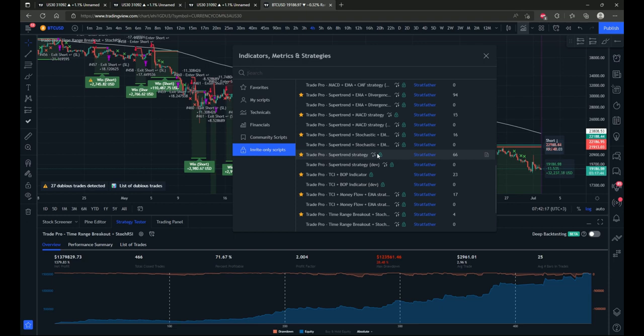Now, I'm going to go over the strategy that this script is using and all the different customizable parts that it has within the settings. So let's check it out.